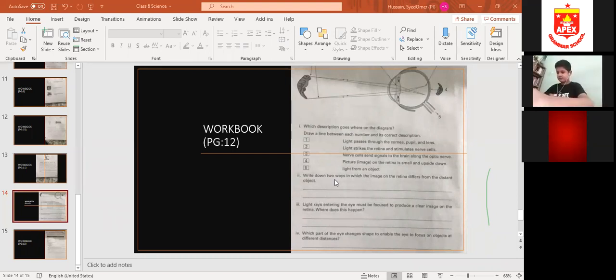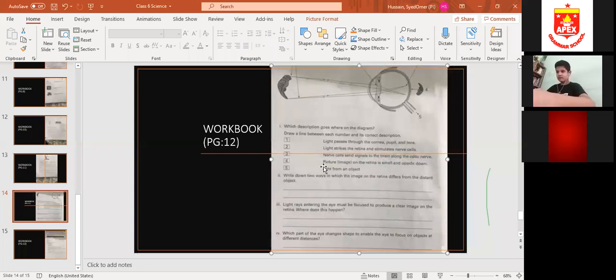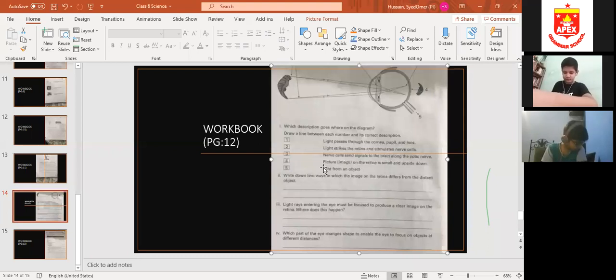Write down 2 ways in which the image on the retina differs from the distant object. Yes. Now we have to write 2 ways. Now who will tell me the answer to this question? Yes, Rohan. I have unmuted you, Rohan. Hurry up.